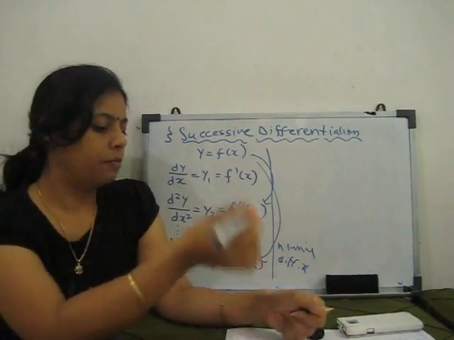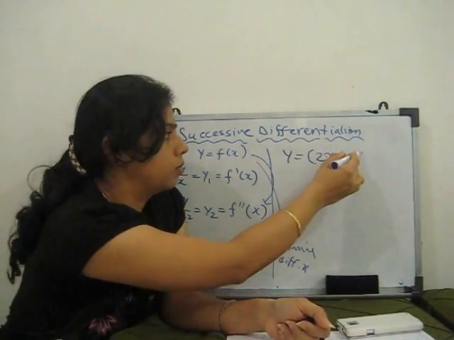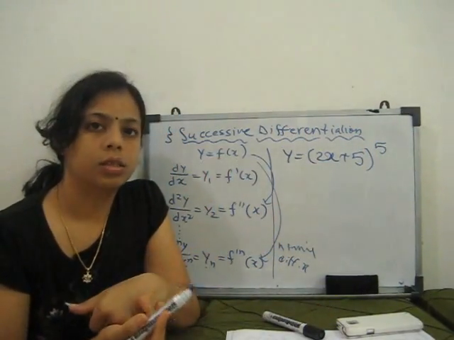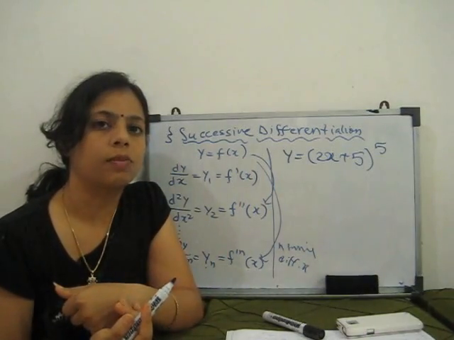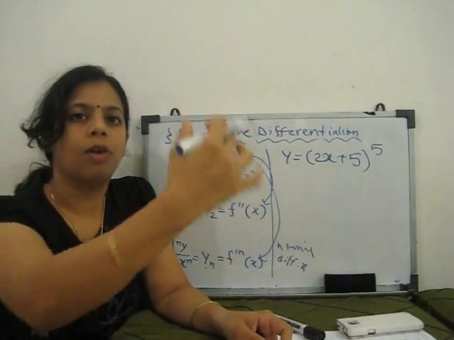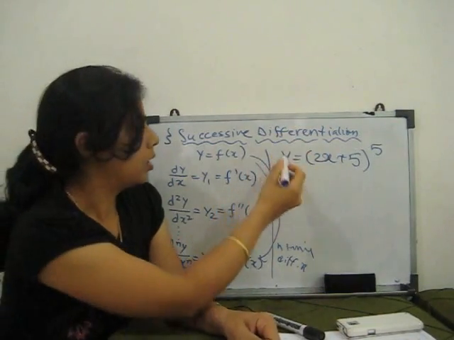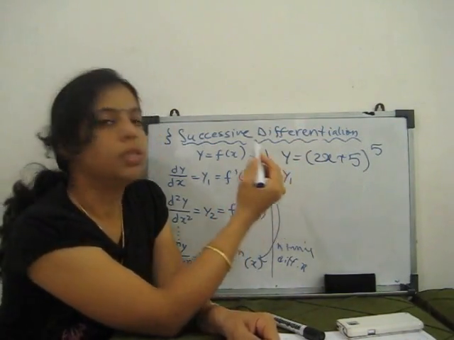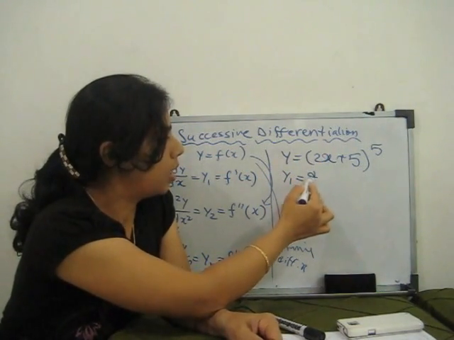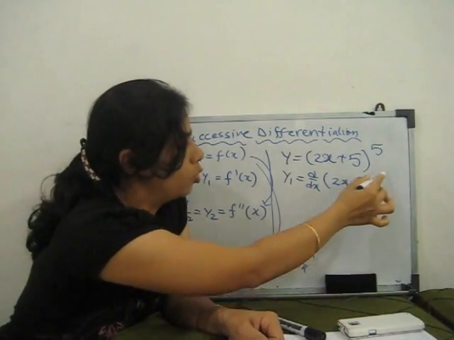For example, if we have y is equal to (2x plus 5) to the power 5. Clear? And the question is to find out the fourth derivative. So the fourth derivative is called successive. y1, y2, y3, y4, meaning more than first order derivatives, is called successive differentiation. So when we find y1, this is dy by dx, d by dx of the given function (2x plus 5) whole to the power 5.